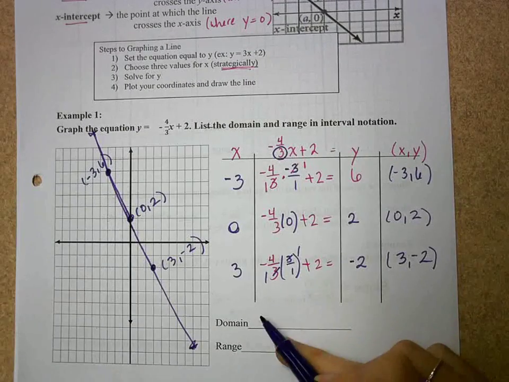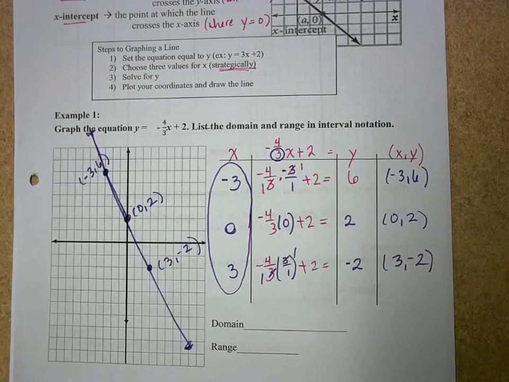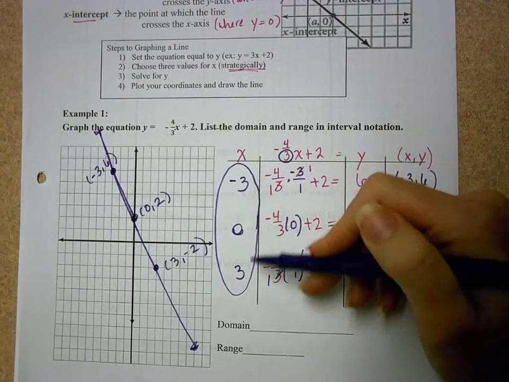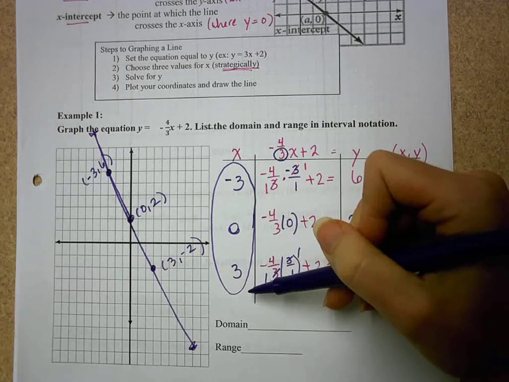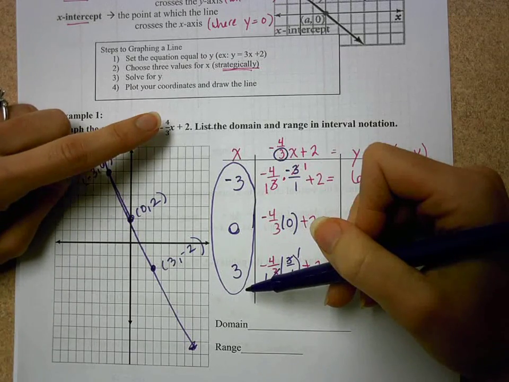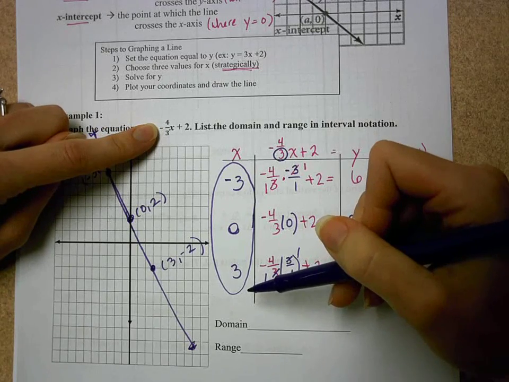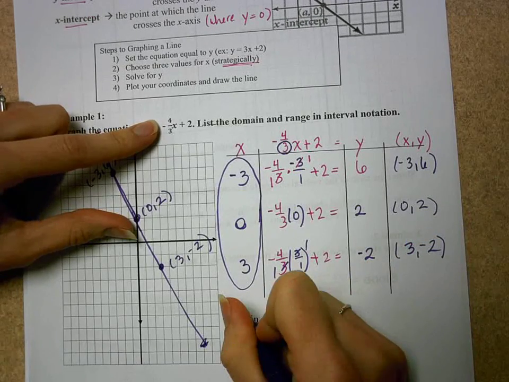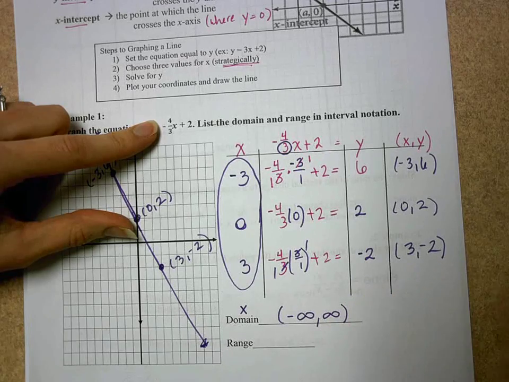Okay, remember your domain are all of your x values. We chose those 3 points strategically. But are there any limitations on what we could have chosen for x? Meaning, are there any numbers I could not have chosen? Look at your function. I could have chosen 0, I could have chosen 1/2, I could have chosen 1. I would have got some weird fractions out, but those are still real numbers. So the answer is no, there's no restrictions. So my domain, my x values, would be anything from negative infinity to infinity.